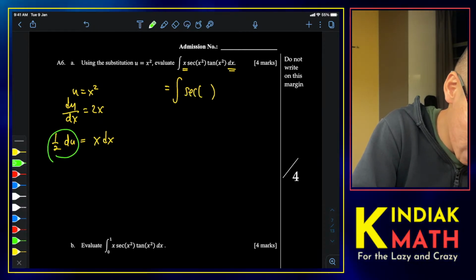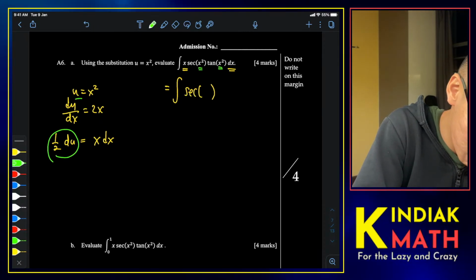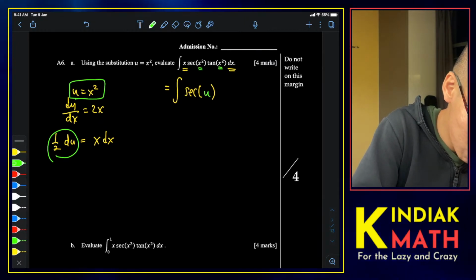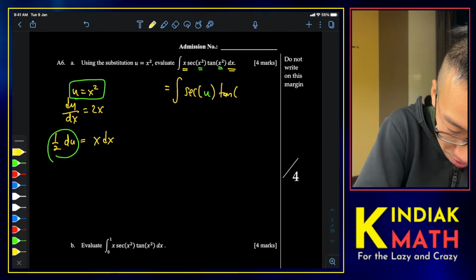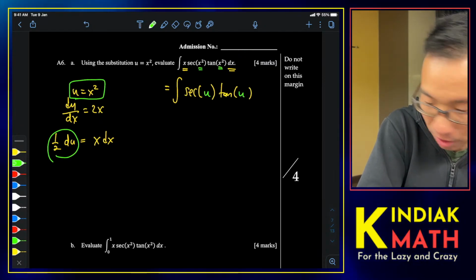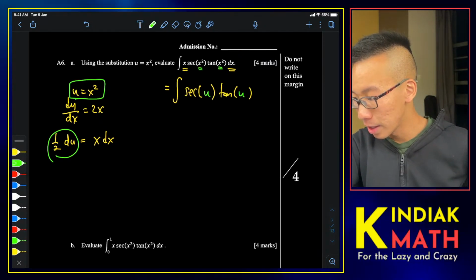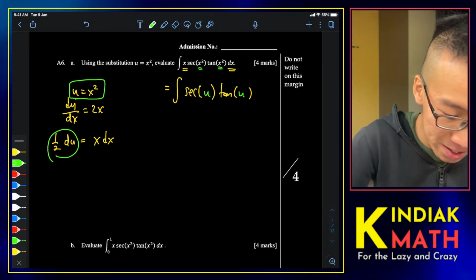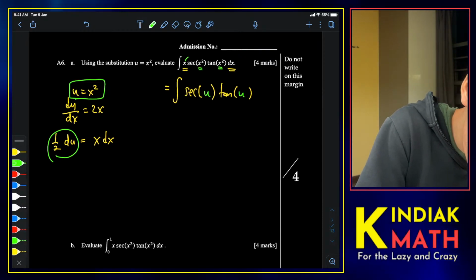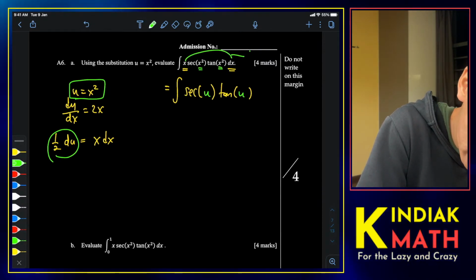Instead of x squared, we're going to simplify these x squares with u's. And the dx, right, the x dx, as I said, these two will simplify to a half du, notationally.